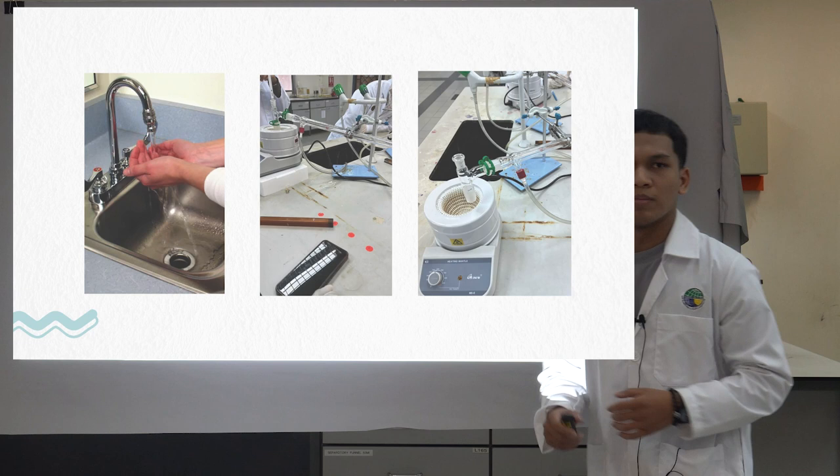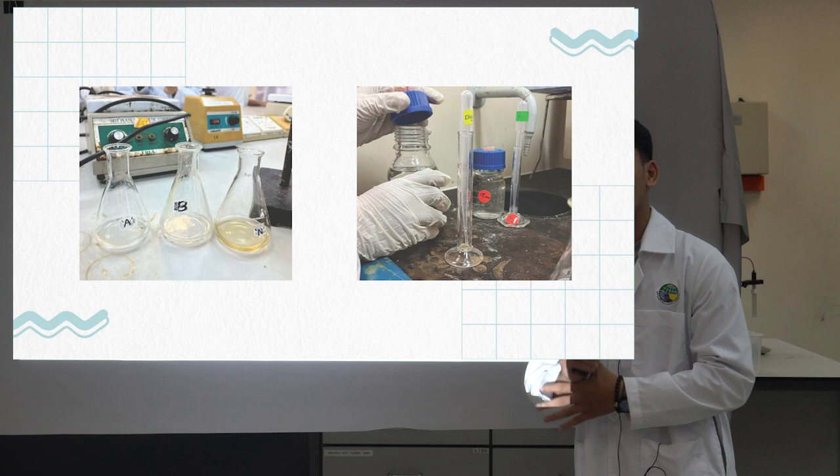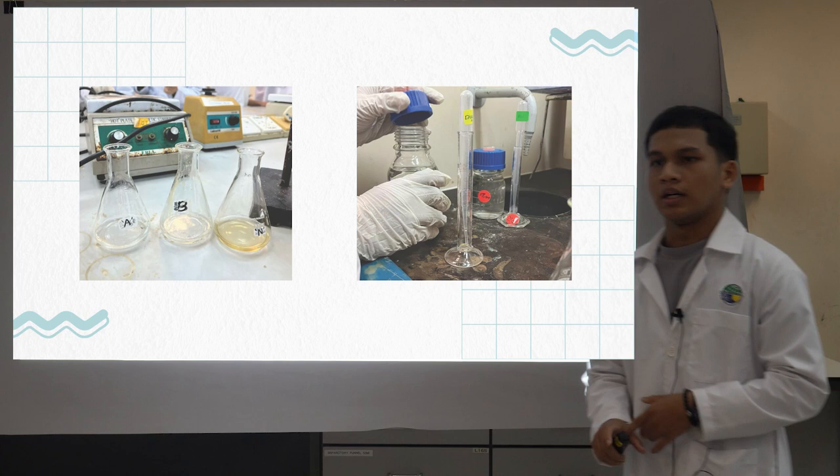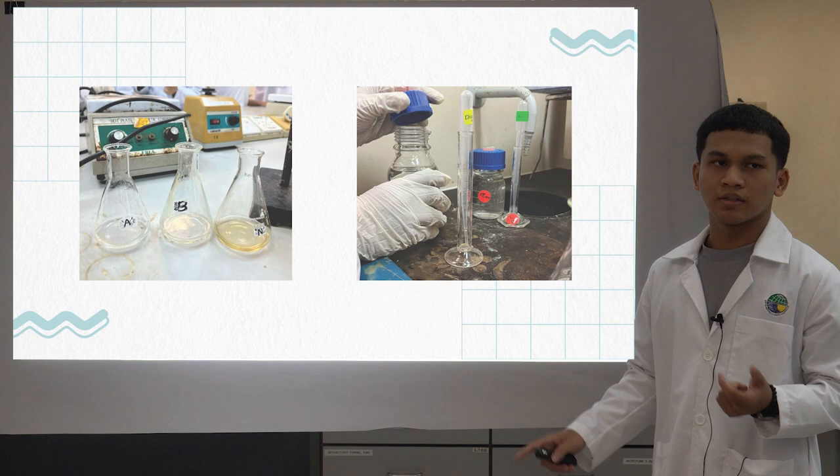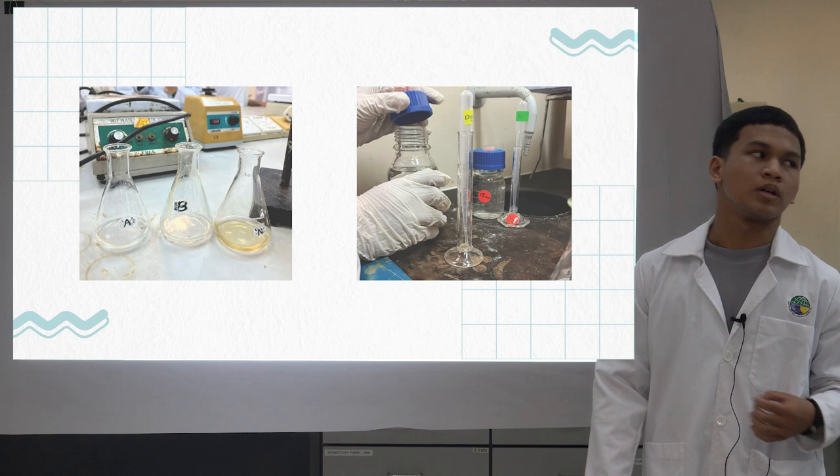And next, we need to label our flasks and test tubes properly. For example, in this experiment, we use acid, base and neutral. So we need to label them correctly so that our experiment goes well.